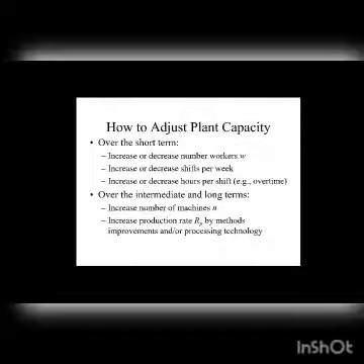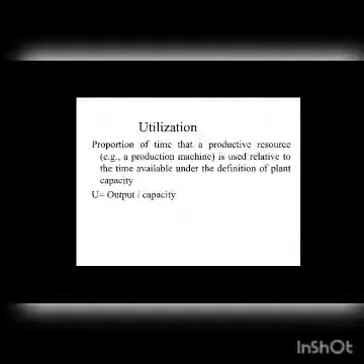If you want to adjust the plant capacity over a short term, you can increase or decrease the number of workers, one thing. Then you can increase or decrease the number of shifts, or you can increase or decrease the number of hours per shift. You can run overtime. Over a long time, if you want to adjust the plant capacity, then you have to increase the number of machines or increase the production rate by method improvements or through processing technology.